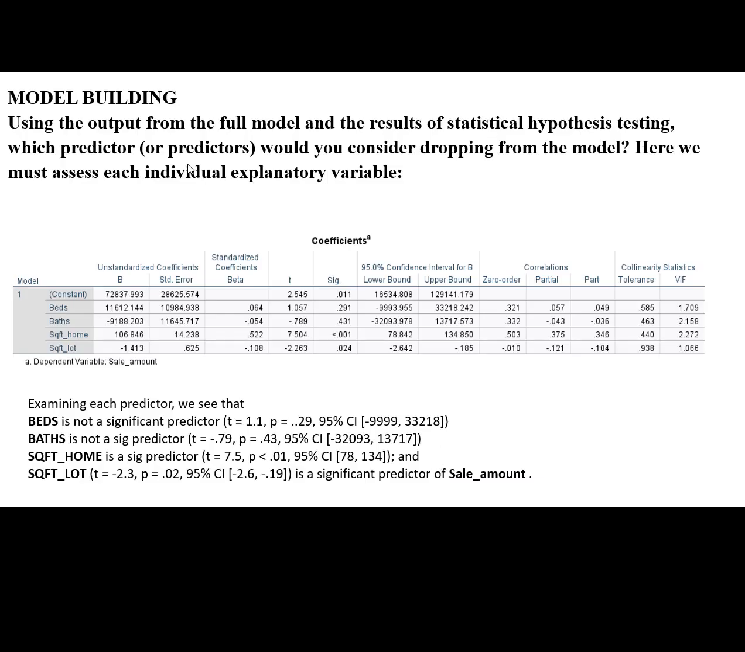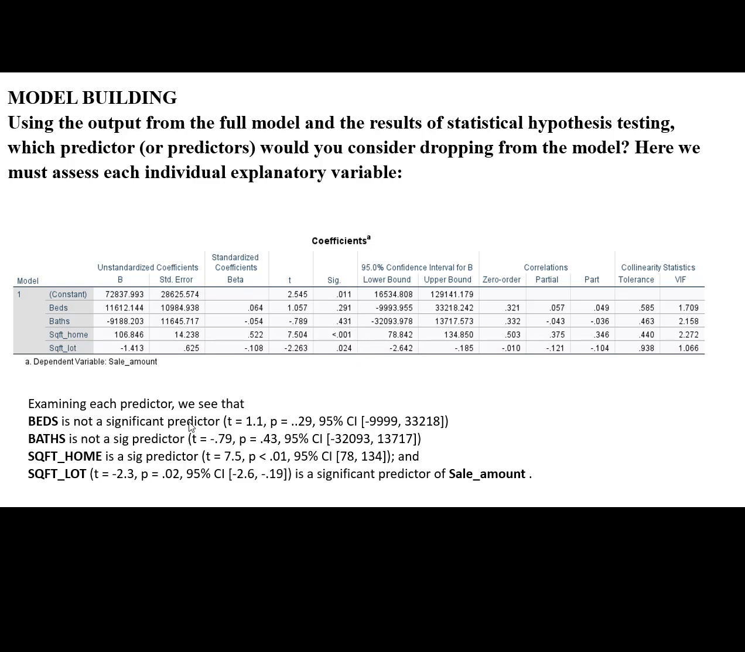So not great. Okay, so model building. Using the output from the full model and the results of the statistical hypothesis testing, which predictor or predictors would you consider dropping from the model? Here we must assess each explanatory variable individually. So we can look at the significance value, and we can see that beds is not, you don't have to worry about the constant, it always stays in the model. Beds is not, baths is not, square foot home and square foot of lot are.